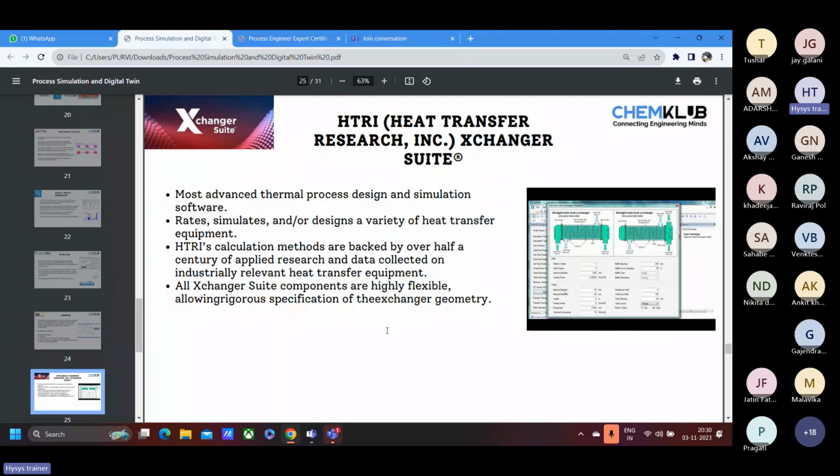You can change some of the parameters, and then you can achieve very good performance in your plant with the help of exchangers. So HTRI has developed heat exchanger modeling only, where you can model only heat exchangers. Different types of heat exchanger you can model here. Very flexible, rigorous specification. You can also design what kind of exchanger you want. You can rate it. Very useful for heat transfer equipment. And I think the majority of the design companies and the refineries and petrochemicals, oil and gas, they are using HTRI for heat transfer, for exchanger modeling.